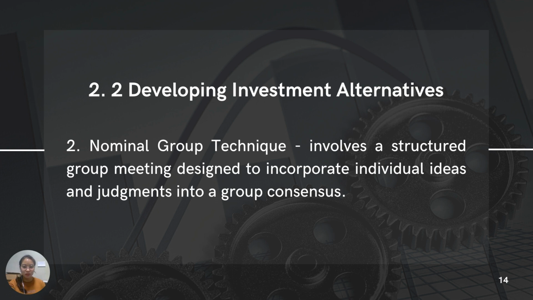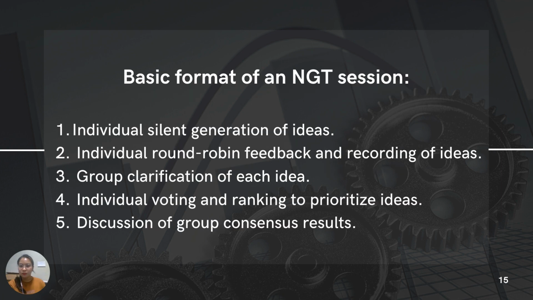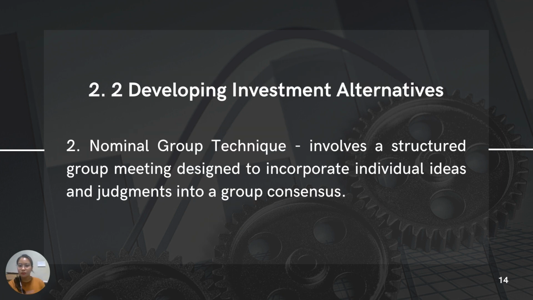Now, again, I mentioned that the NGT is also one of the approaches. It involves a structured group meeting designed to incorporate individual ideas and judgment into a group consensus. By correctly applying the NGT, it is possible to generate investment alternatives or other ideas for improving the competitiveness of the firm. The technique can be used to obtain group thinking consensus on a wide range of topics.